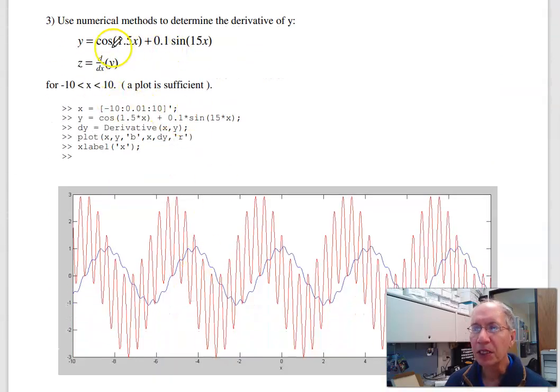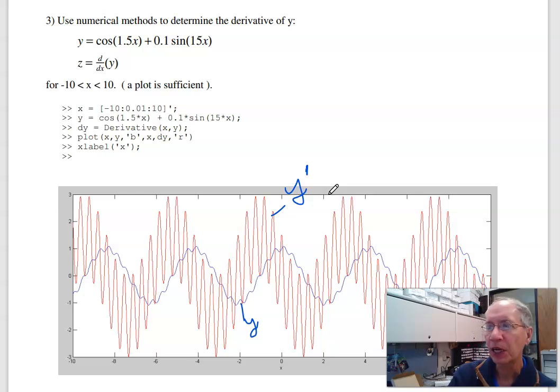Given a different function, like here's another function. Given the function, input it into Matlab, find the derivative. So here's y in blue. Here's y prime in red. So that's the beauty of numerical differentiation. Even if you don't know how to find the derivative, if I get the function into Matlab, Matlab can find the derivative.